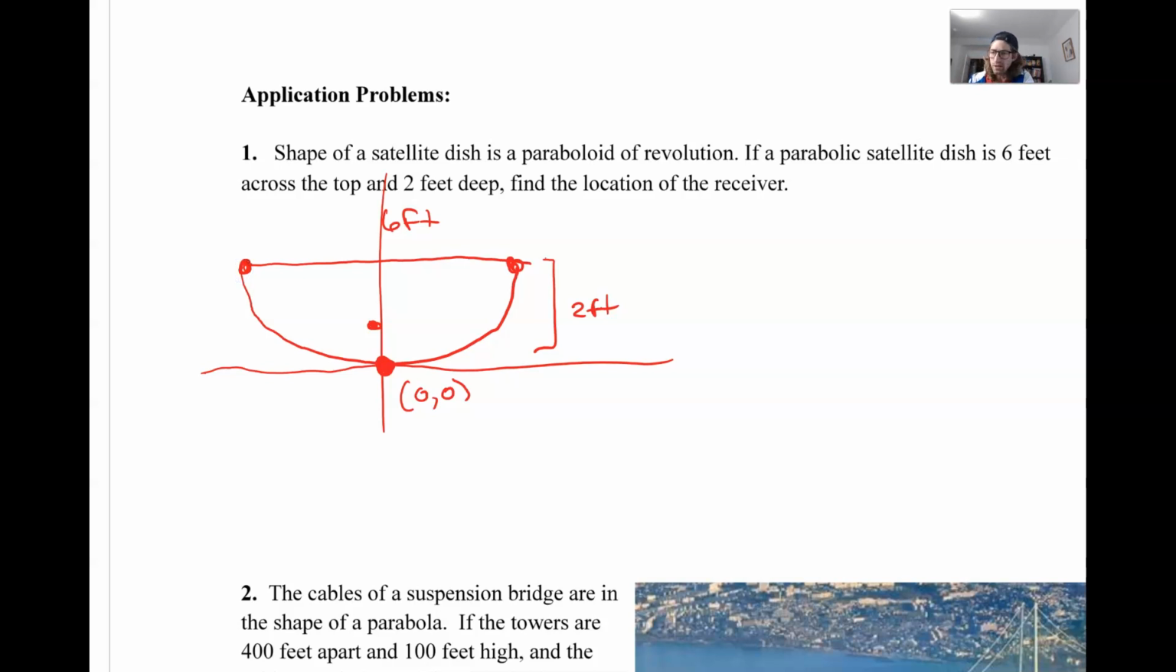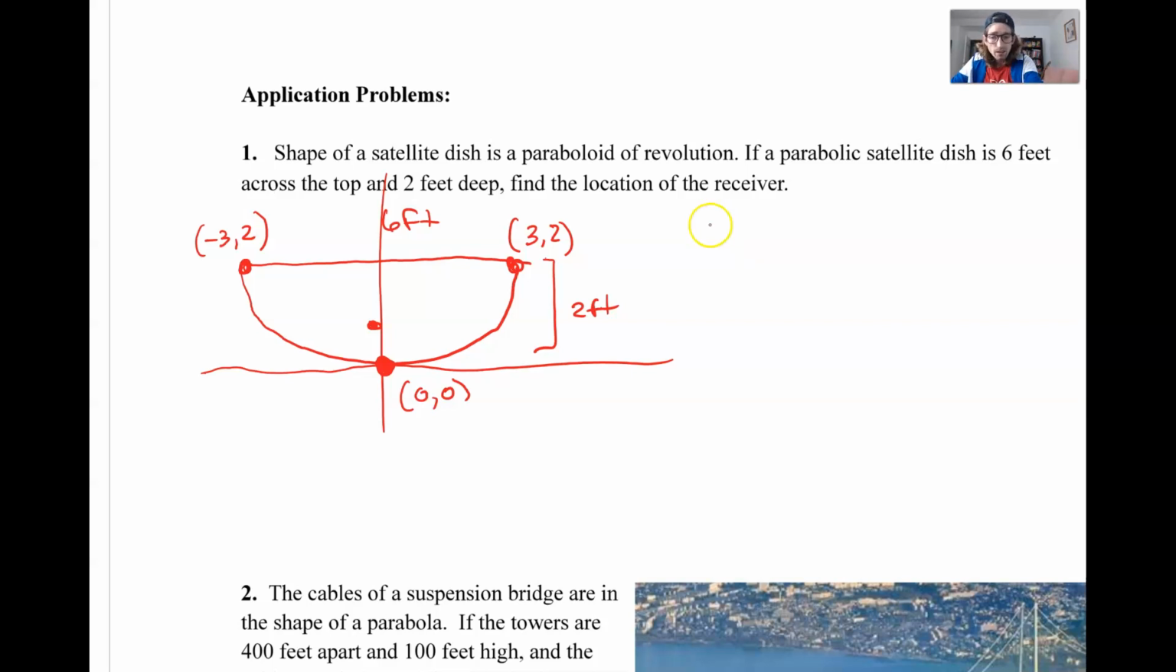What's this point over here on the right? If it's 6 feet across, well, from the middle over to one side is 3 feet. So the x value would be 3, and it's 2 feet deep, so that would be 3, 2. And then over here on the other side would be negative 3, 2. We're going to use this vertex and one of those points to figure out how to find the focus.